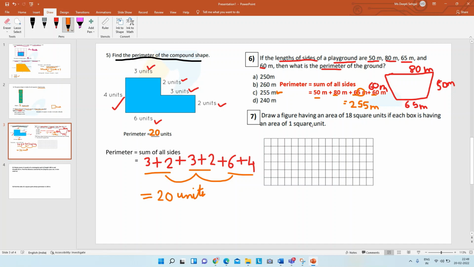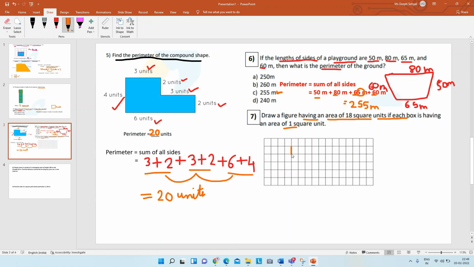Now the next question is, draw a figure having an area of 18 square units. आपको कोई भी फिगर बनानी है जिसका एरिया 18 स्क्वायर यूनिट. So if each box, अगर हर एक बॉक्स जो है यहाँ पे 1 स्क्वायर यूनिट का है. अच्छा, यहाँ पे perimeter is not given, so we can make any shapes. Just we need to have how many squares? 18 squares.